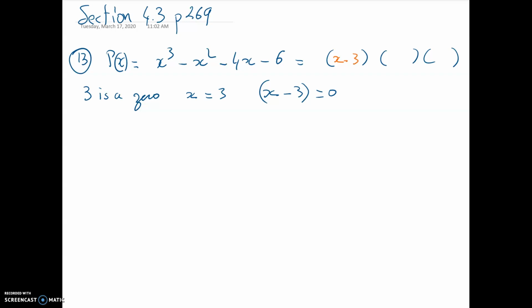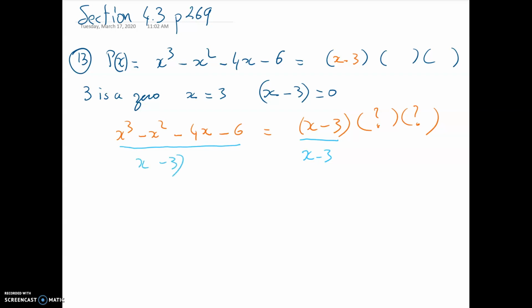So if I rewrite my polynomial, x cubed minus x squared minus 4x minus 6 equals x minus 3 times the two parentheses. If I want to find the expression of these two parentheses, I need to get rid of x minus 3. So I need to divide both sides of my equation by x minus 3. And now I will have x minus 3 divided out, and the division of my polynomial by x minus 3 will give me these two parentheses.